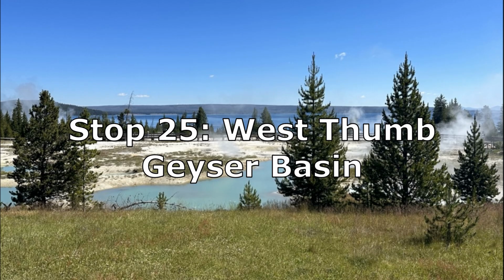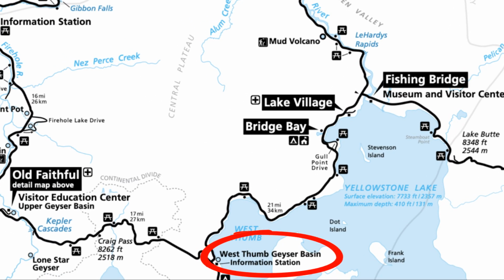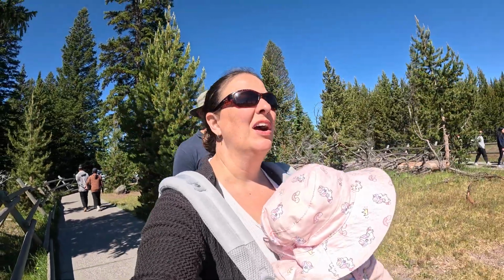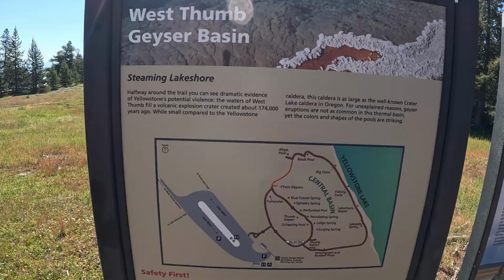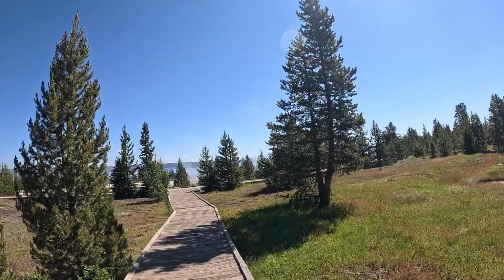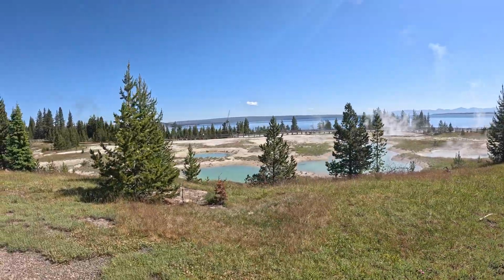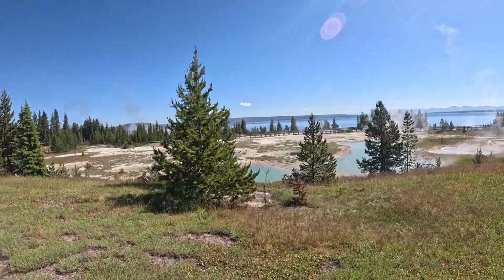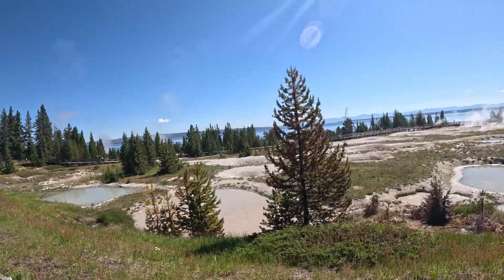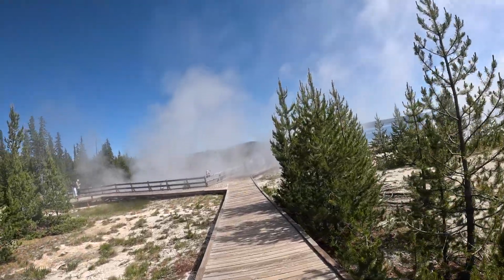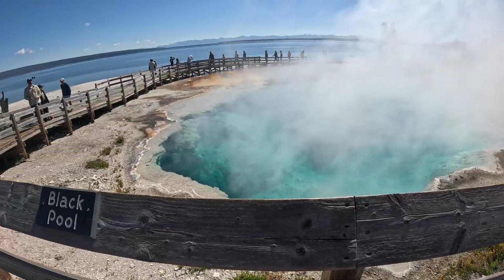The West Thumb Geyser Basin is located on the western shores of Yellowstone Lake. We made it to the West Thumb. We are heading on the boardwalk towards the lake to look at the hydrothermal activity. The trail is a 0.6 mile or 1 kilometer loop and takes approximately 30 to 60 minutes to do. The West Thumb Geyser Basin is smaller than other geyser basins in the park, but it offers a diverse array of thermal features set against the stunning backdrop of the lake and the mountains.